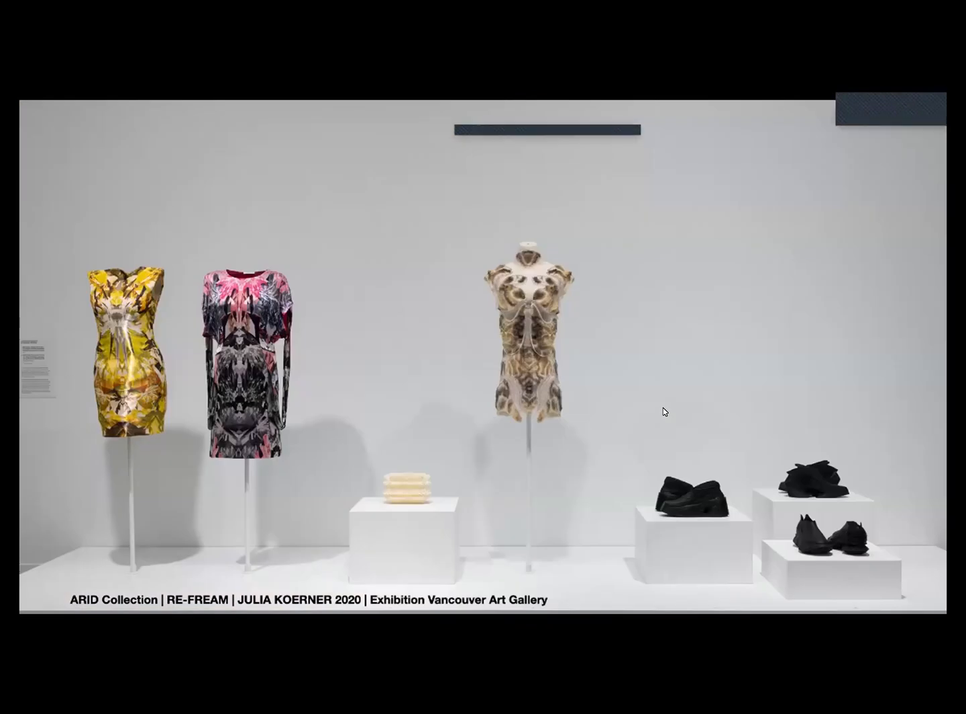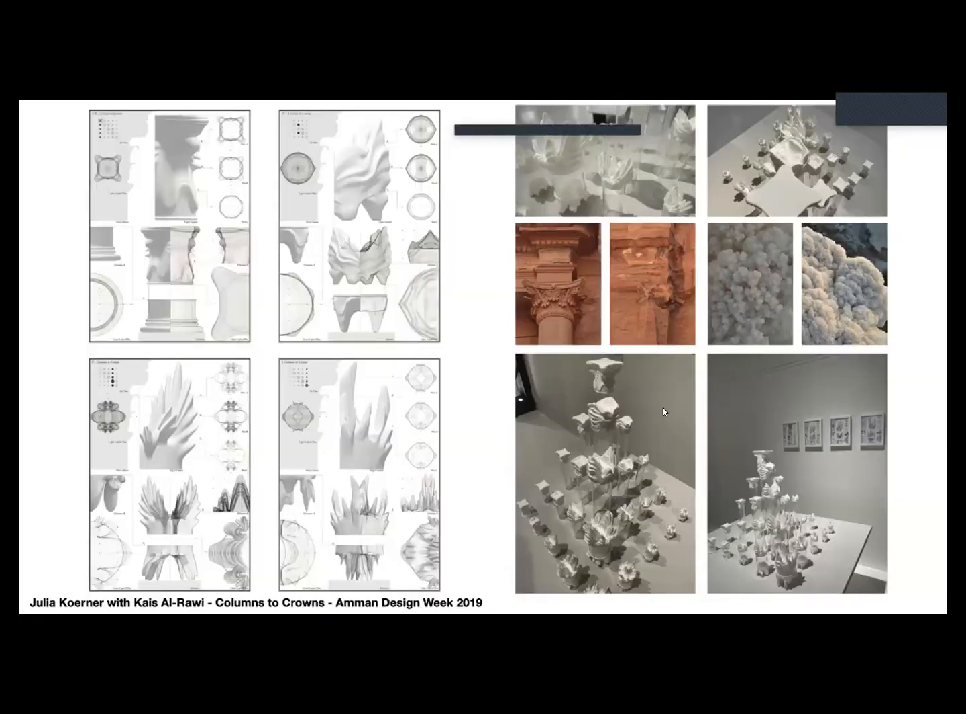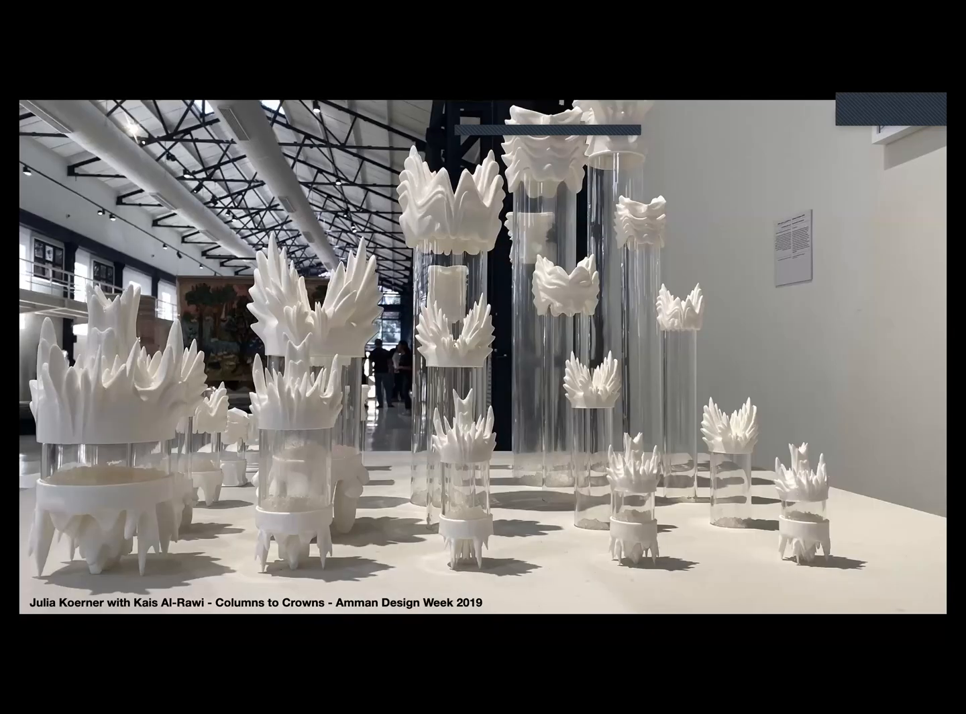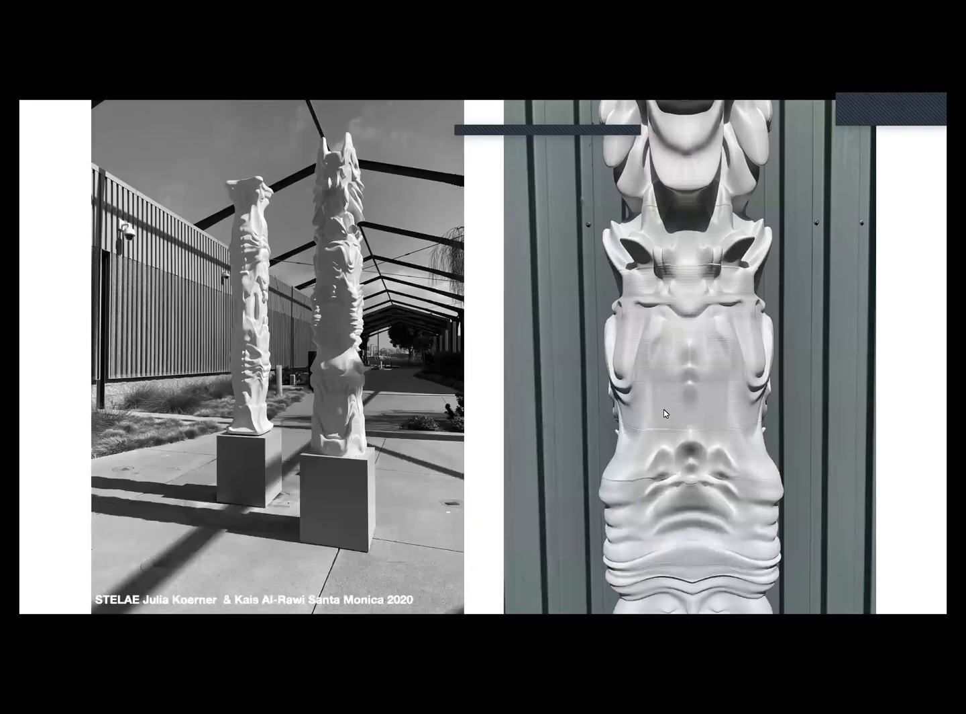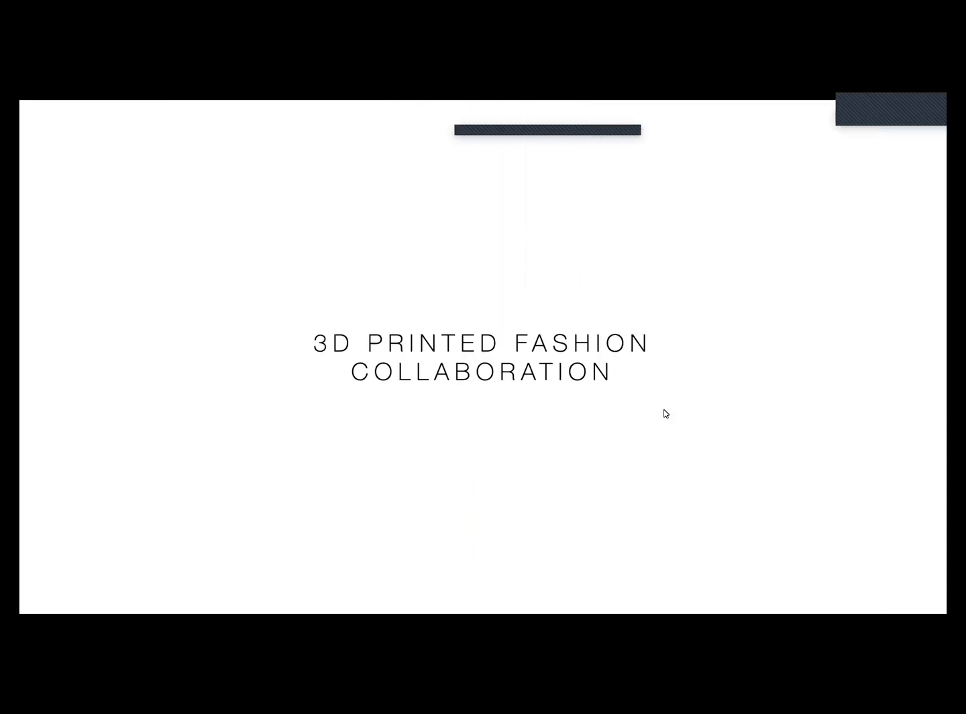This was showcased at the Vancouver Art Gallery recently. And another thing that was interesting about this subject is the Columns to Crowns project, where we looked into 25 different column capitals inspired by the Nabatean architecture and developed these 3D printed columns for Amman Design Week in 2019, which also led to one of the larger scale 3D printed columns, which were exhibited at Bergman Station in Santa Monica for 2 years and were 3D printed in-house in our lab here in LA.